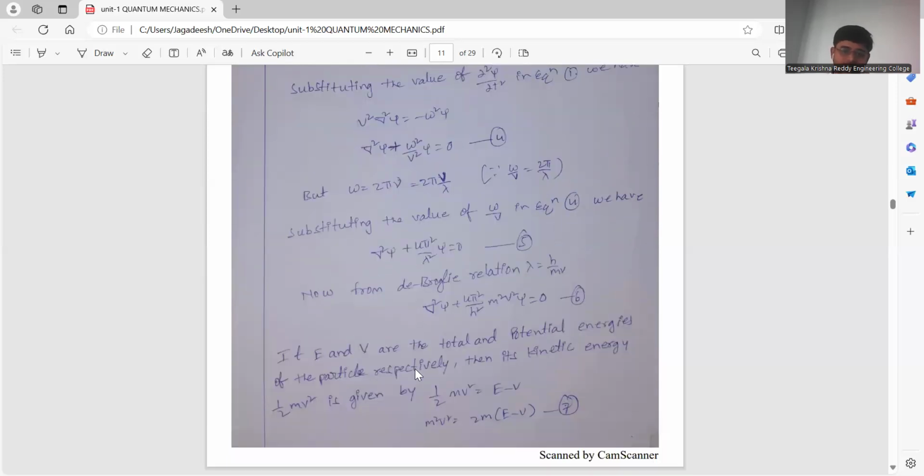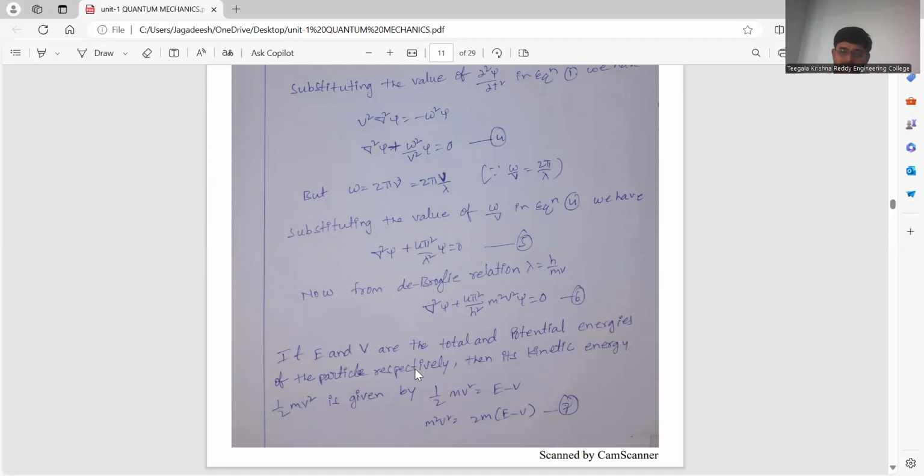If E and V are the total energy and potential energy of the particle respectively, then the kinetic energy, half m v square, equals E minus V. The total energy E equals kinetic energy plus potential energy, so kinetic energy equals total energy E minus V.